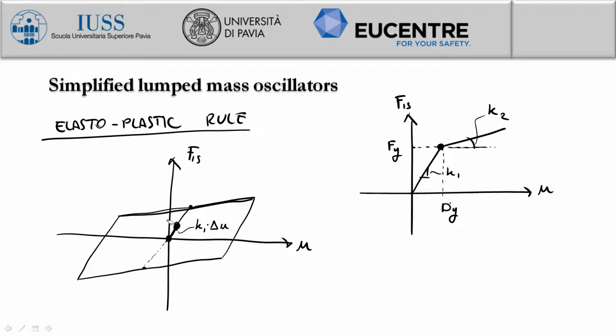Which means this is actually the check that we have to perform. If the new point falls within these two lines, so the post-yielding lines, this one and this one, then the force that I've just computed according to that force increment is actually the correct value, because maybe I'm in an unloading rather than a loading branch. So K1 times variation of displacement is the final value of force at that time instant.